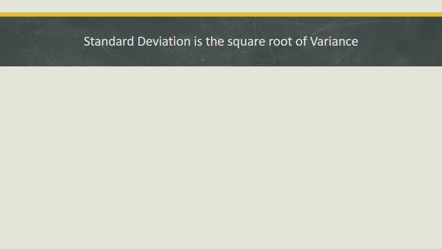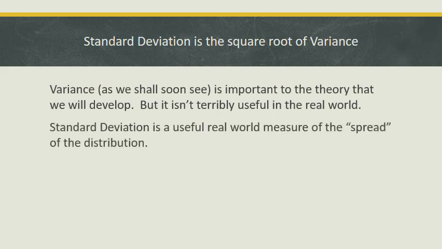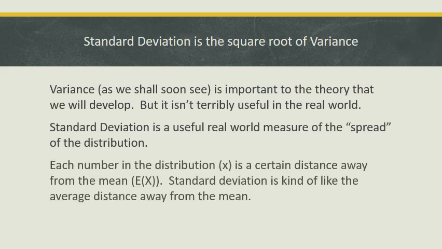Standard deviation is defined as the square root of the variance. This is the measure of spread most commonly used in practice. Variance is useful in statistical theory, but standard deviation is practical for real-world understanding. It's a lot like the expected distance between the possible outcomes and the mean. And it's measured in the same units as the outcome, so it's a very natural way to measure the spread of a distribution.